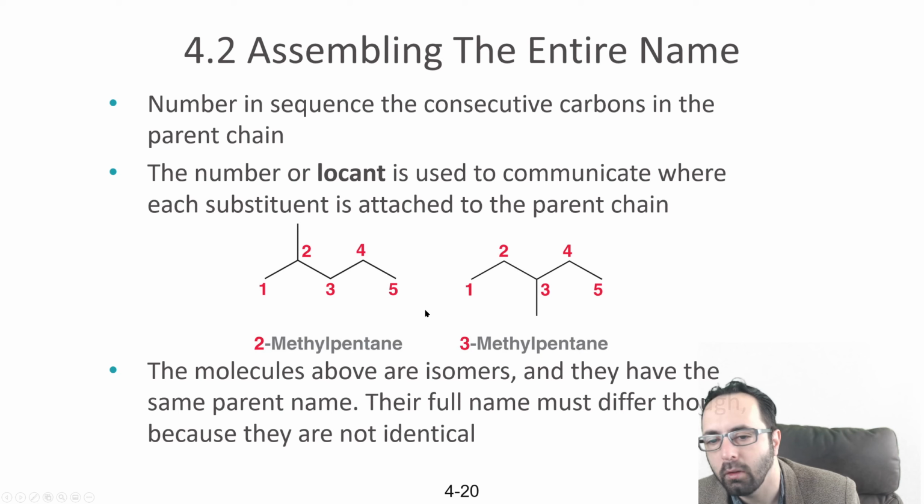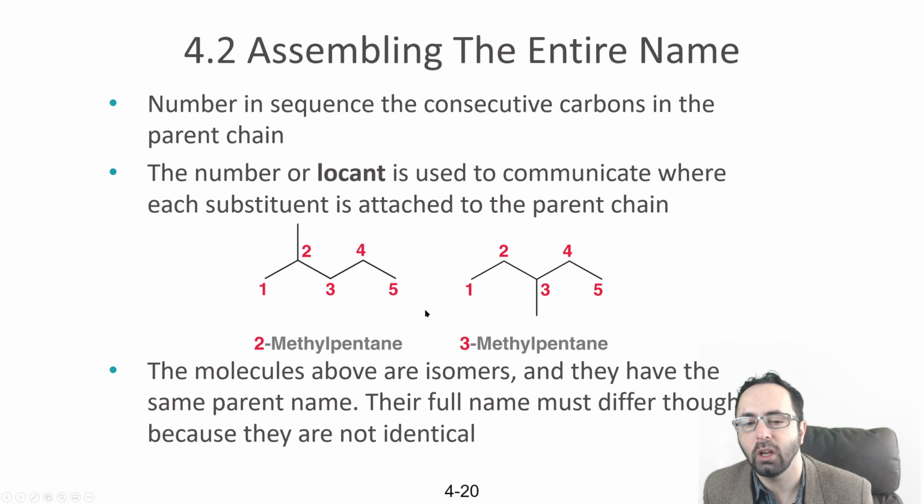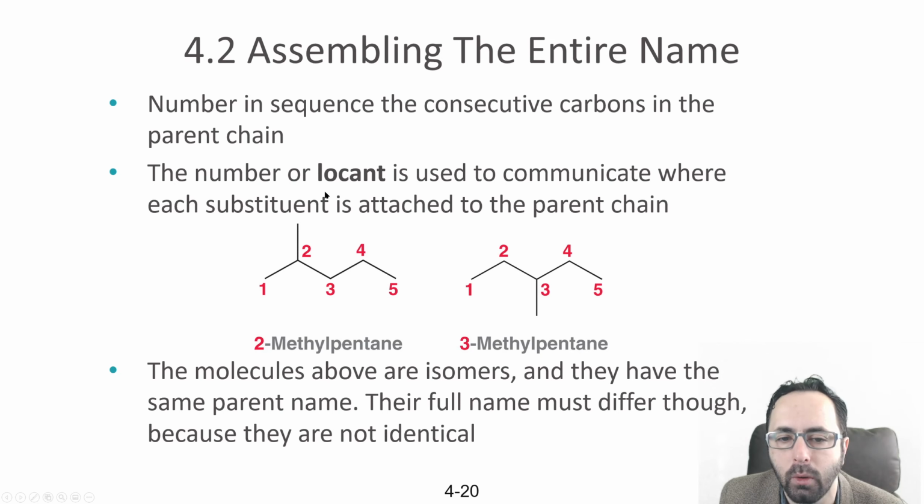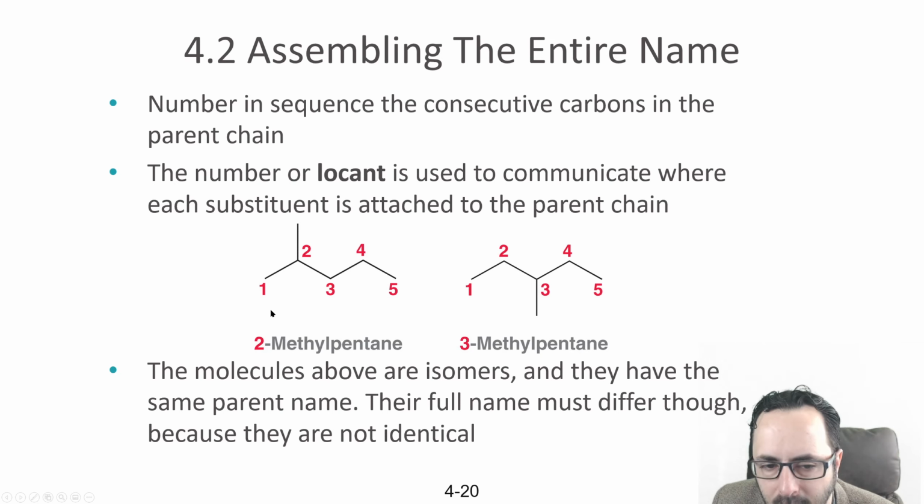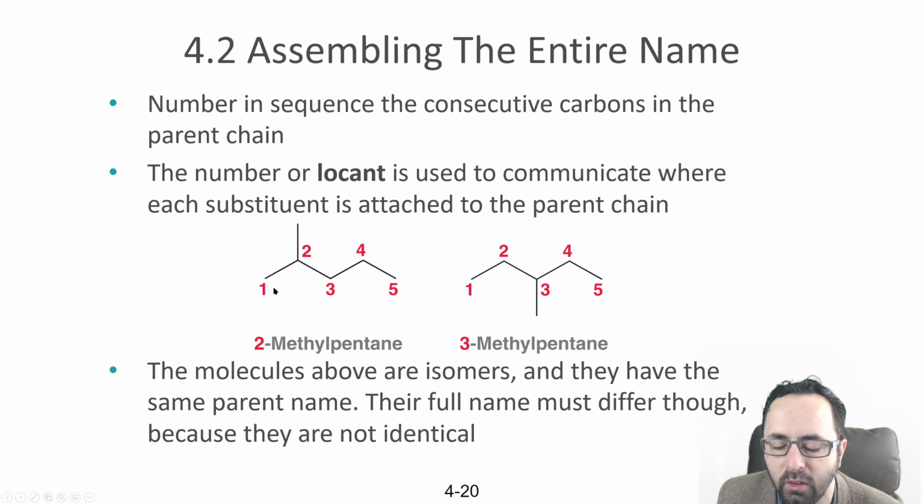Finally, to put the substituent names and the main parent names together, we need to indicate where the branches occur, on what part of the molecule. And for that, we use what's known as a locant. And so we assign numbers to the carbons on the main chain. And we assign them in such a way that we start on the end that is closest to the first branch. So here we would number it like this: 1, 2, 3, 4, 5. And we would not start from the right, 1, 2, 3, 4, 5.